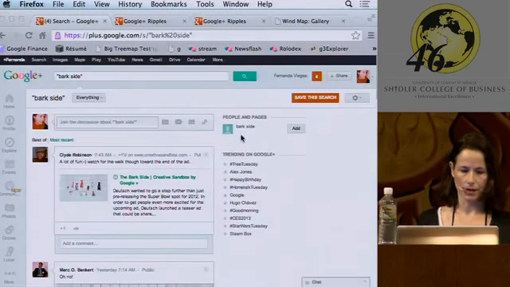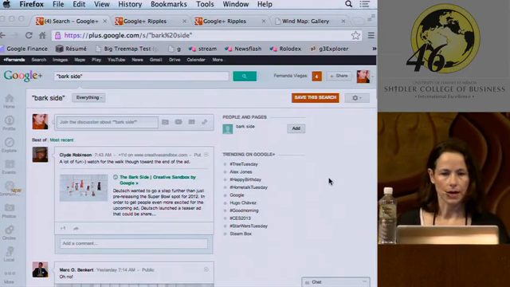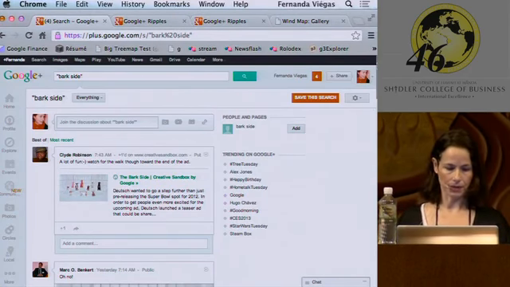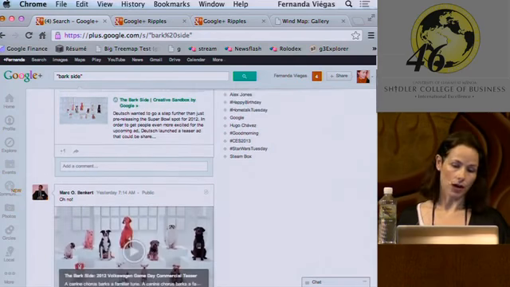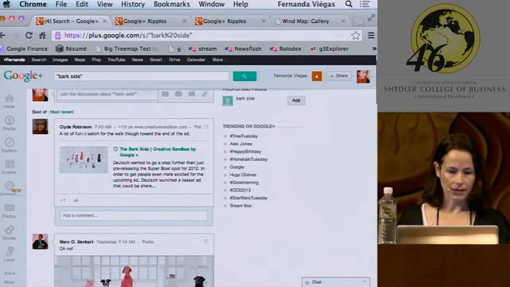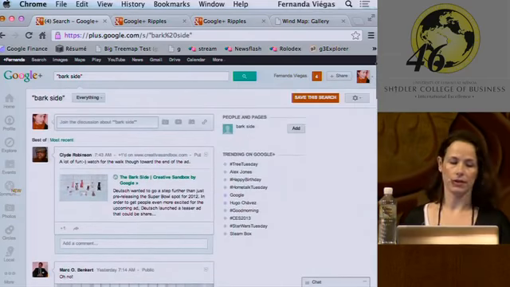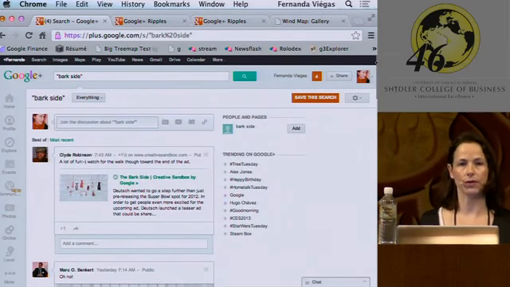Okay, so this is Google+. It's the social network at Google. And not at Google, from Google. And what I chose to show you is, I did a search for the Bark Side.